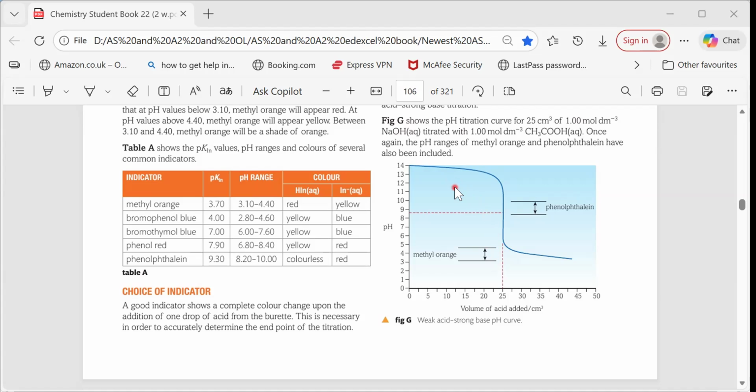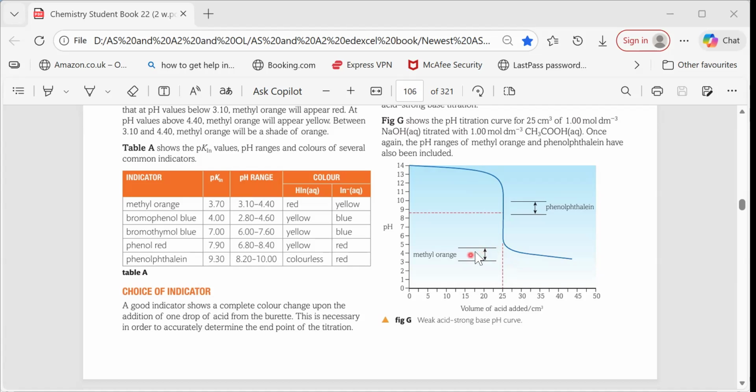But what is the only difference? The only difference is that it will give you a different equivalence point than the 25, because it started the curve early. It started to change its color early, before the equivalence point was reached. And this means that you will get an inaccurate equivalence point. You will get a wrong equivalence point because it showed you the changing color.